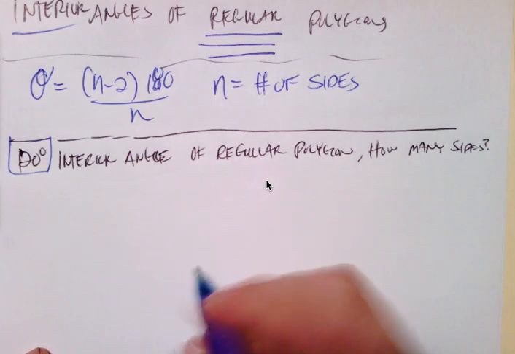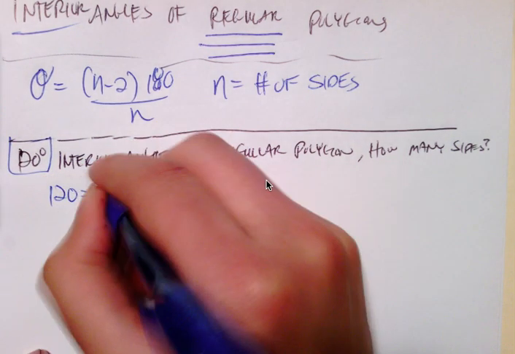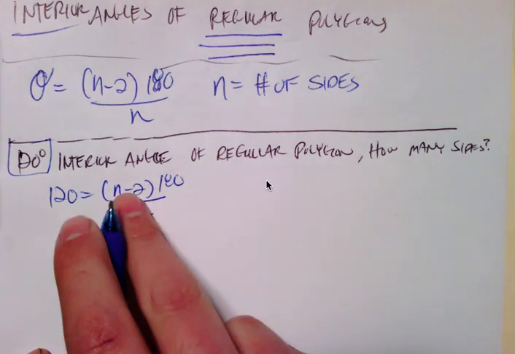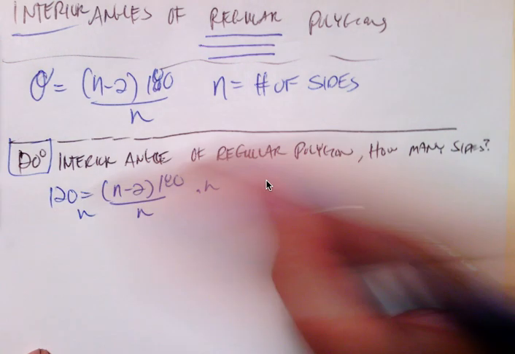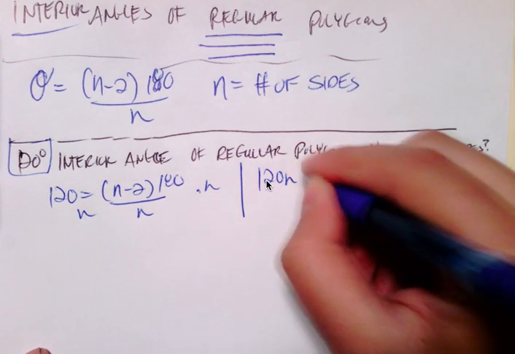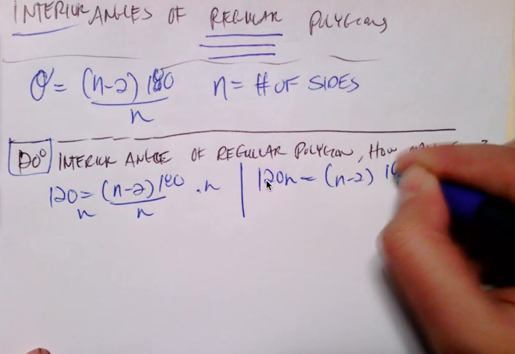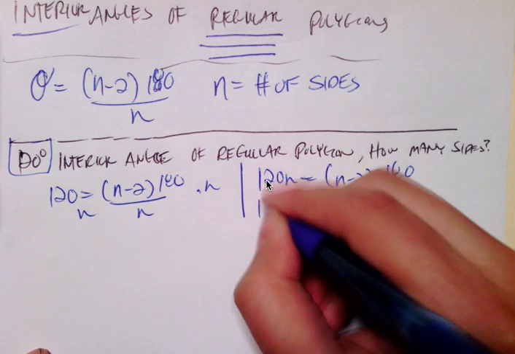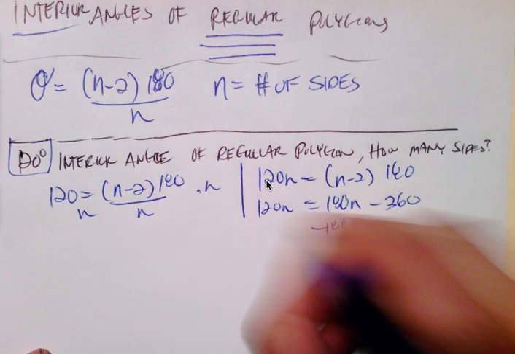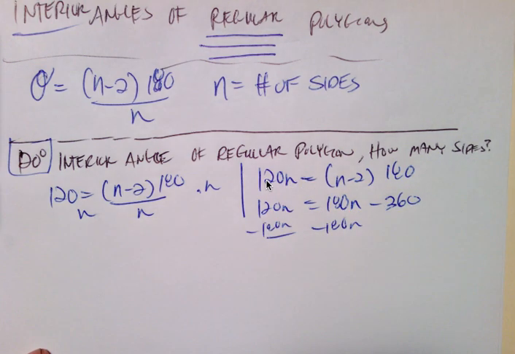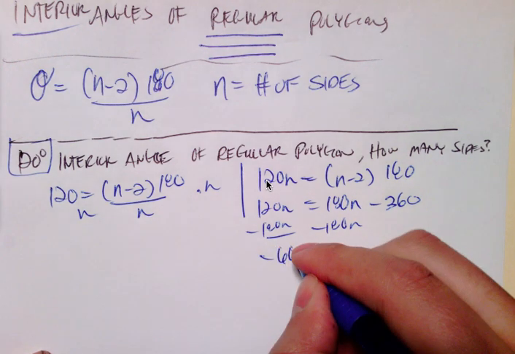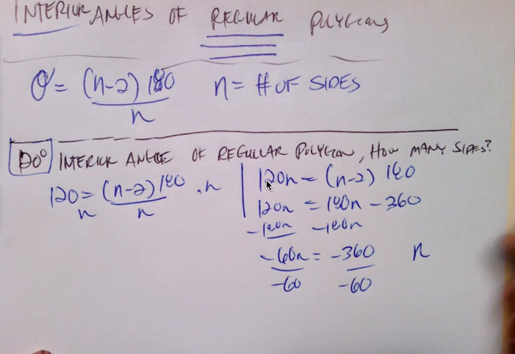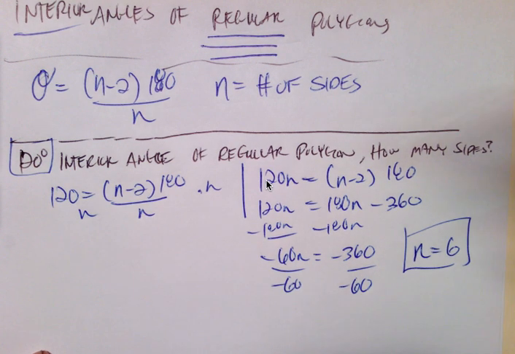Interior is the key one, that's where theta goes. Theta just means angle; we usually use it to denote an angle in math. So we go 120 equals (n minus 2) times 180 over n. We get rid of the n on the bottom by multiplying both sides by n. Then you have 120n equals (n minus 2) times 180, which is 180n minus 360. Subtract 180n from both sides, and you have negative 60n equals negative 360. Divide both sides by negative 60, so n ends up being 6. The number of sides for this example is 6.